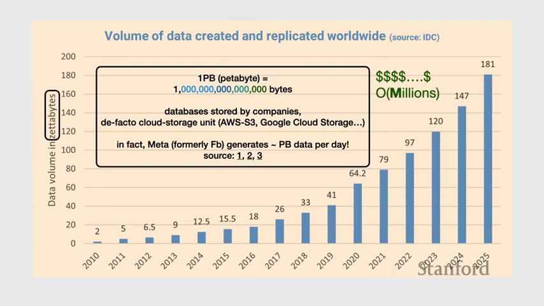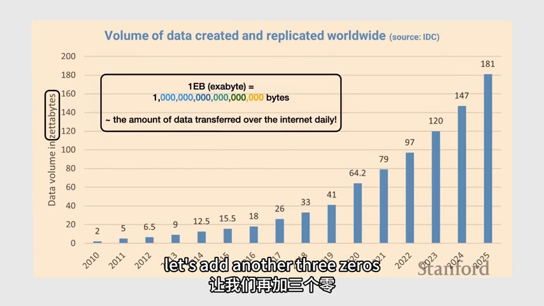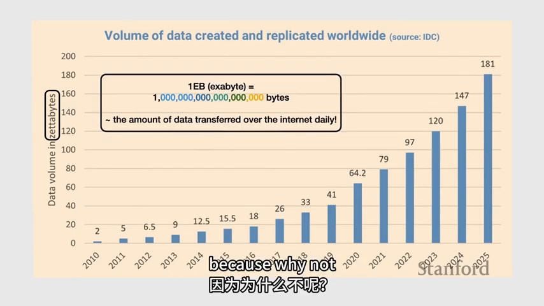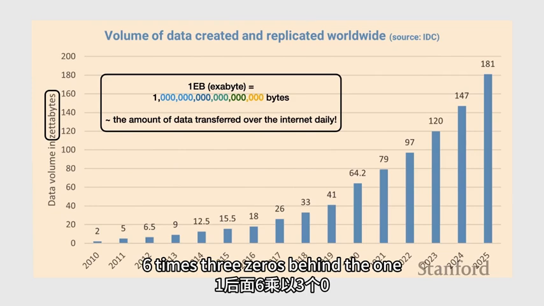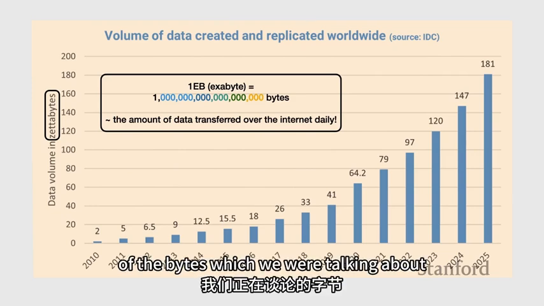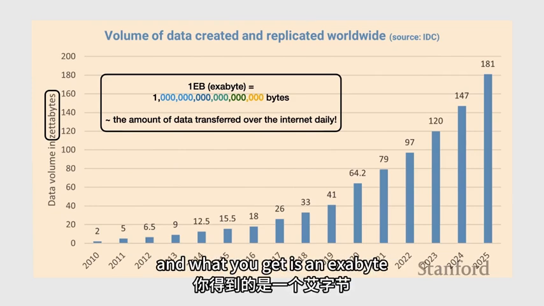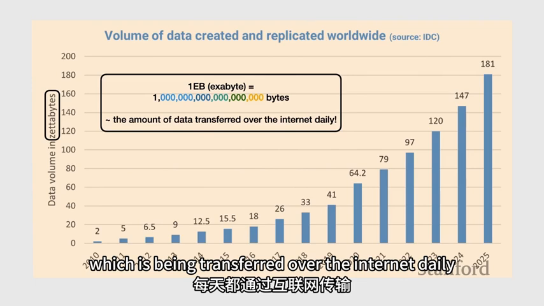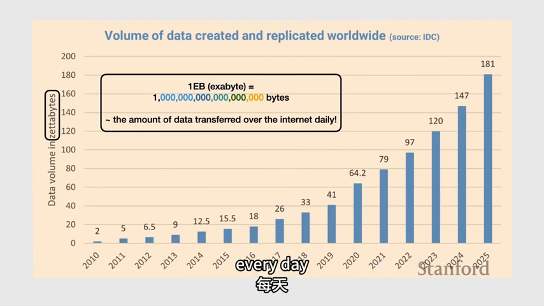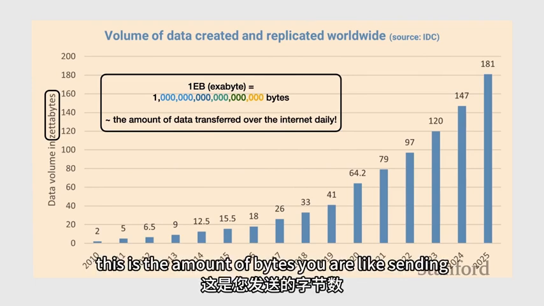Okay. So far, so good. Let's add another 3 zeros. Because why not? So now we are at 1, 2, 3, 4, 5, 6, 6 times 3 zeros behind the 1 of the bytes which we were talking about. And what you get is an exabyte. And this is roughly the estimate of data being transferred over the internet daily. Every day. This is the amount of bytes you are sending to and back.